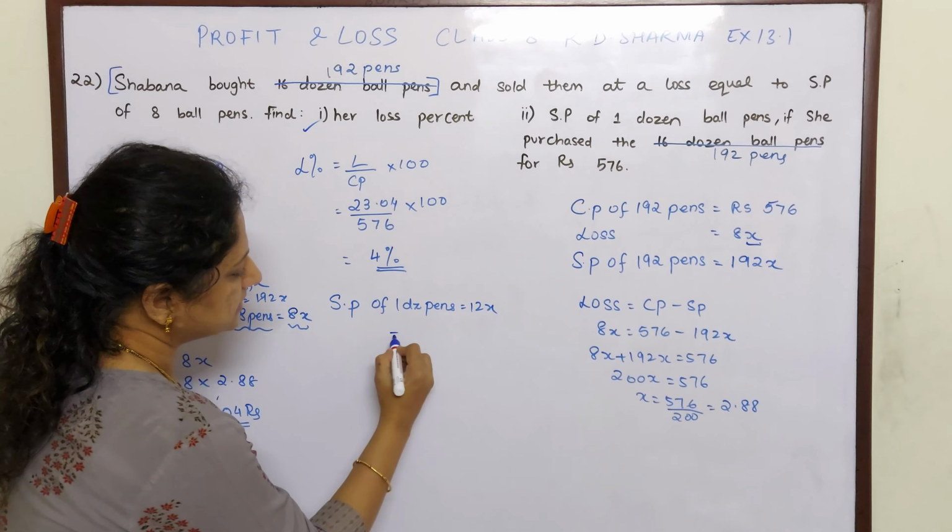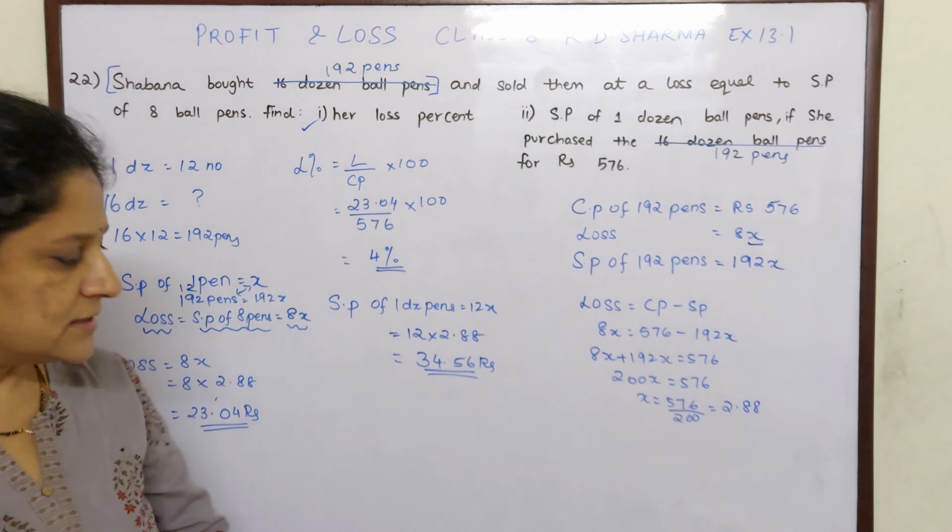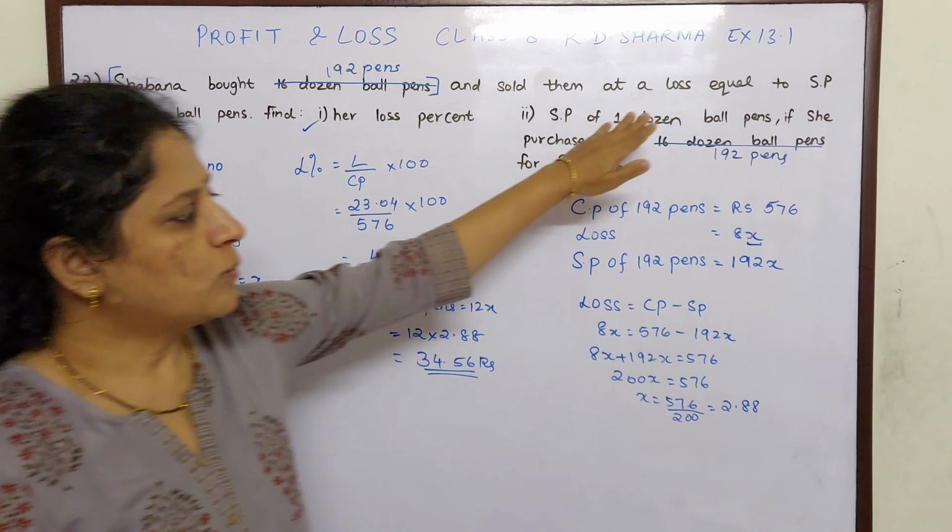So when you multiply 12 into 2.88, you will get 34.56. So this is your selling price for 1 dozen ball pens.